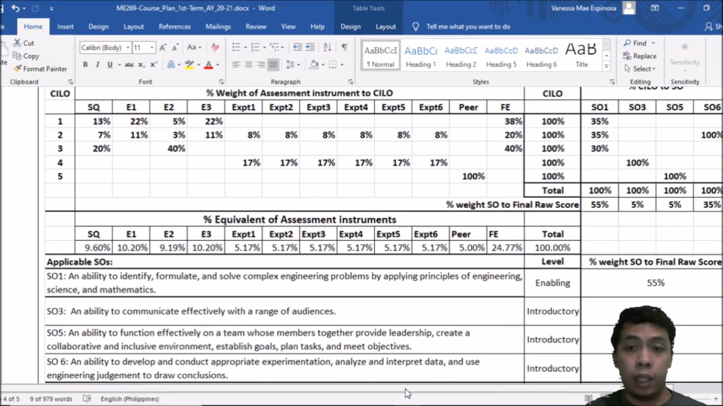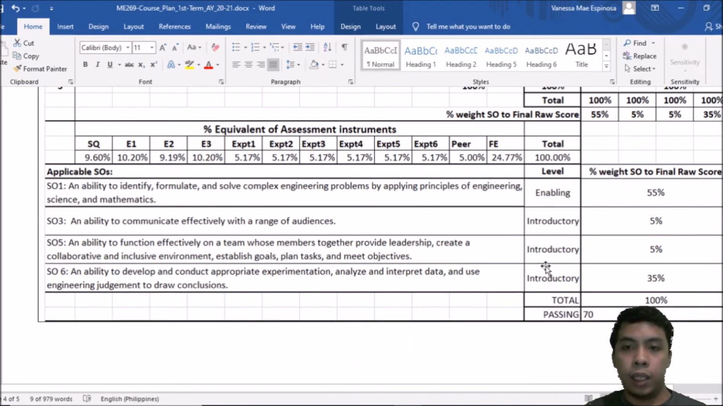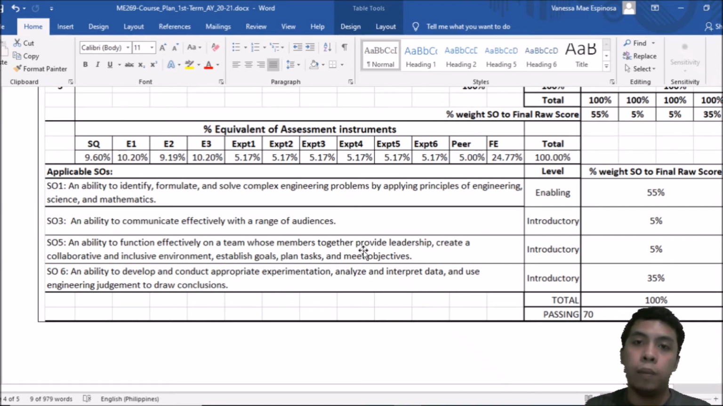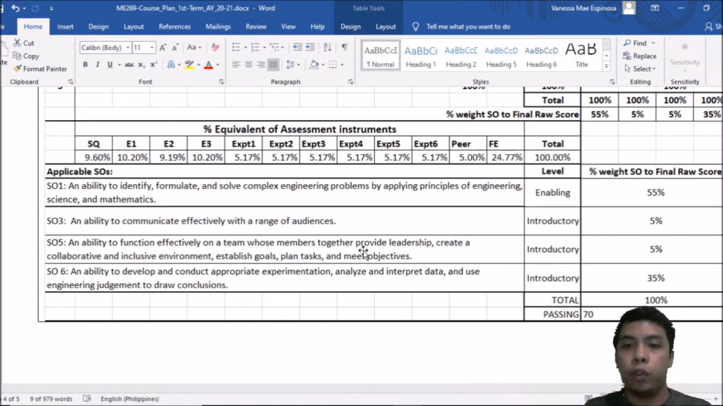The level of our SOs is also included here. Our SO1 is enabling. If you are not familiar with the levels of attainment of our SOs, there are three: introductory, enabling, and demonstrative. Introductory is usually for subjects in transition toward the majoring part. For instance, the introductory part of our SO1 would be chemistry and mechanics of deformable bodies.